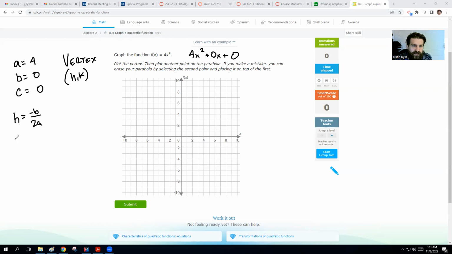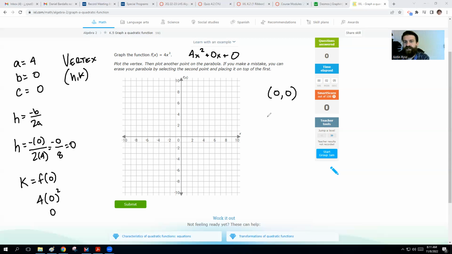So this actually comes out pretty easy in this problem. B is 0, and 2 times A is 8. So this is negative 0 over 8, which is just 0. So our vertex is going to be at x equals 0. And then to get our k, we have to plug 0 into the equation. If we plug in 0 for x, 0 squared is 0, 0 times 4 is 0. So our vertex is right at (0, 0). Then plot the vertex.